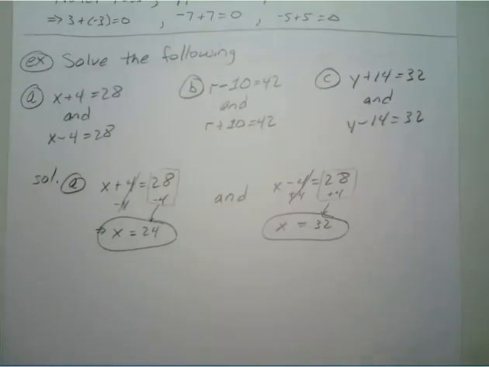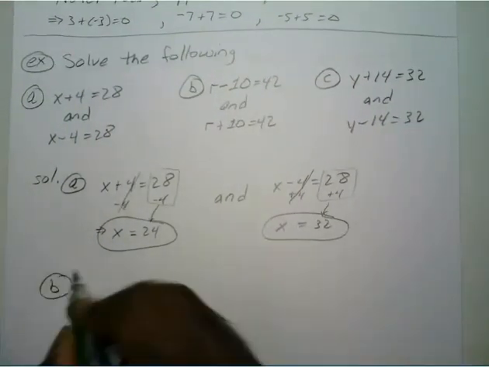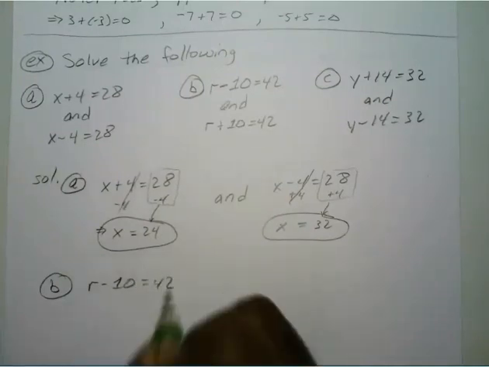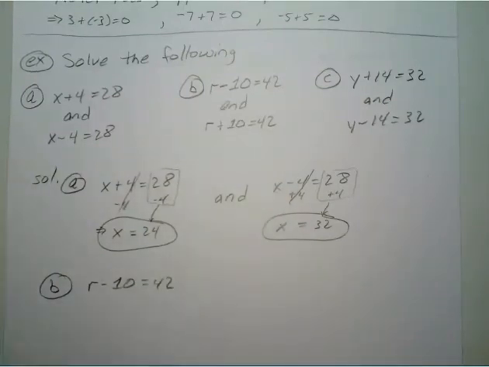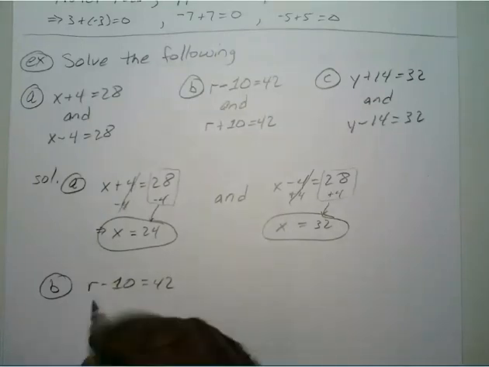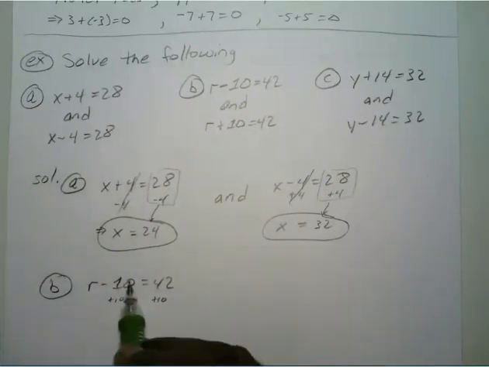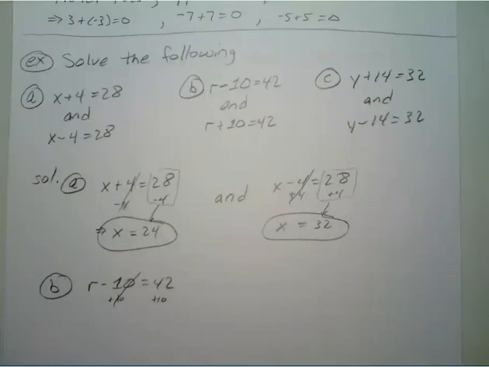Okay, so let's look at problem B. We have r minus 10 equals 42. Okay, so since this is a subtraction problem, you're going to add 10 to both sides, where these two cancel out to be 0. And okay, so that gives you r on the left side is equal to 42 plus 10, which is 52.